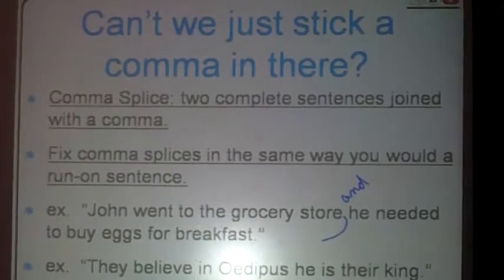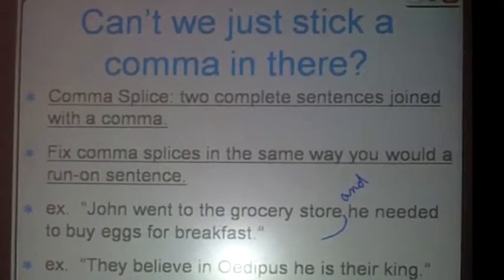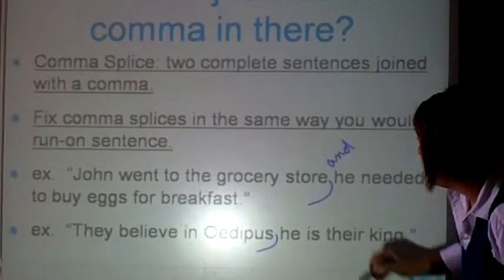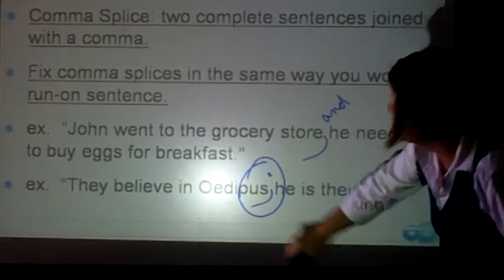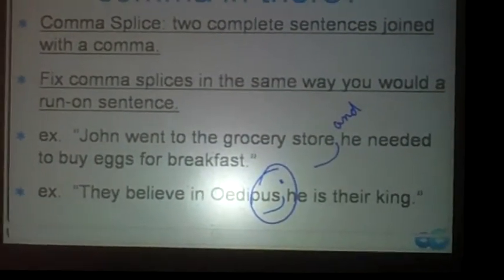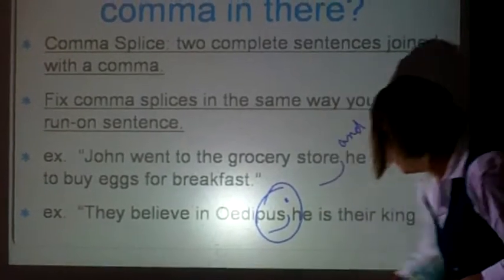I think you're going to be a fan. If you like commas, you're going to be a fan of the semicolon, because it's kind of a cheaper and easy version to help fix some of these errors. So you don't want to just stick them together with a comma. Commas are not enough.